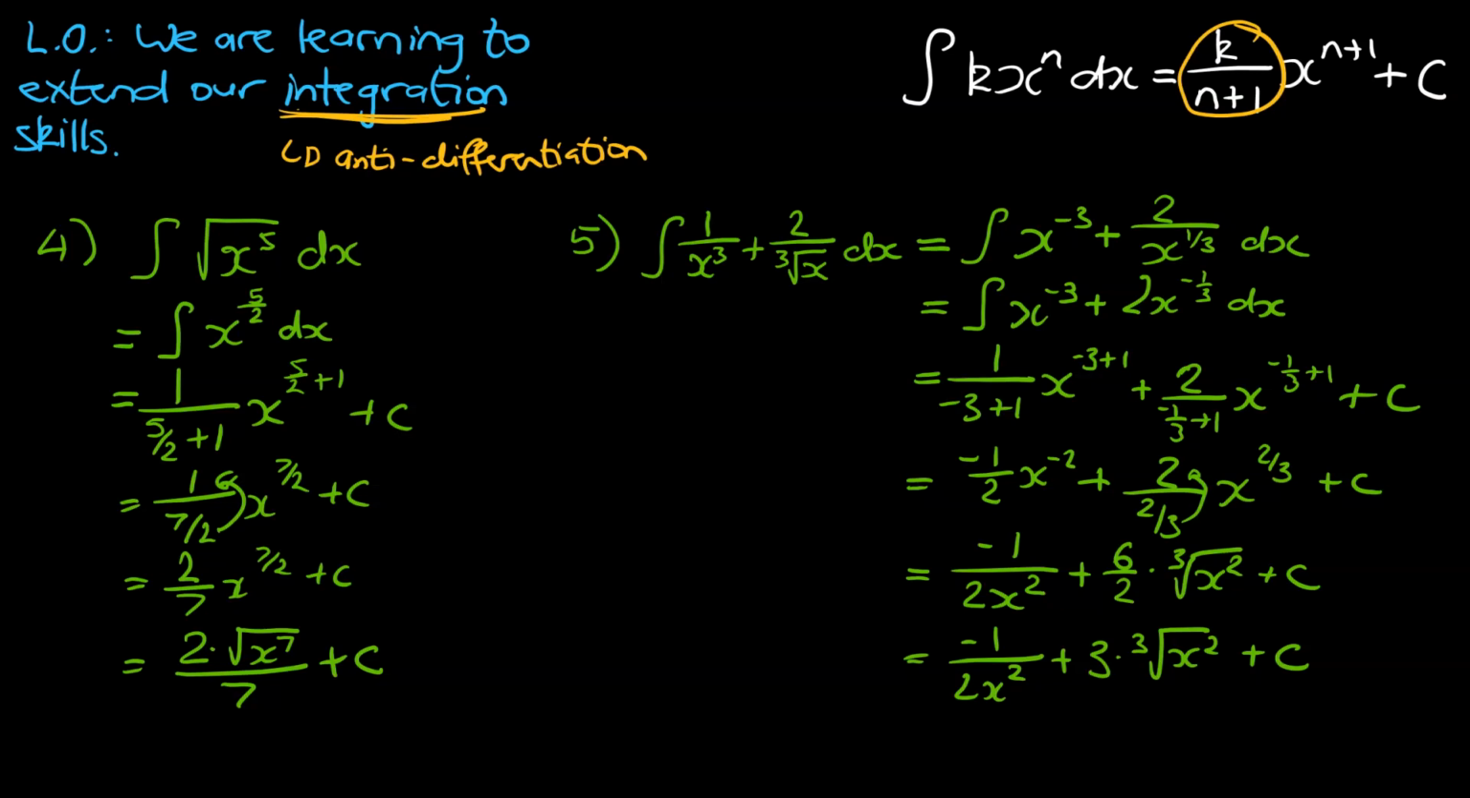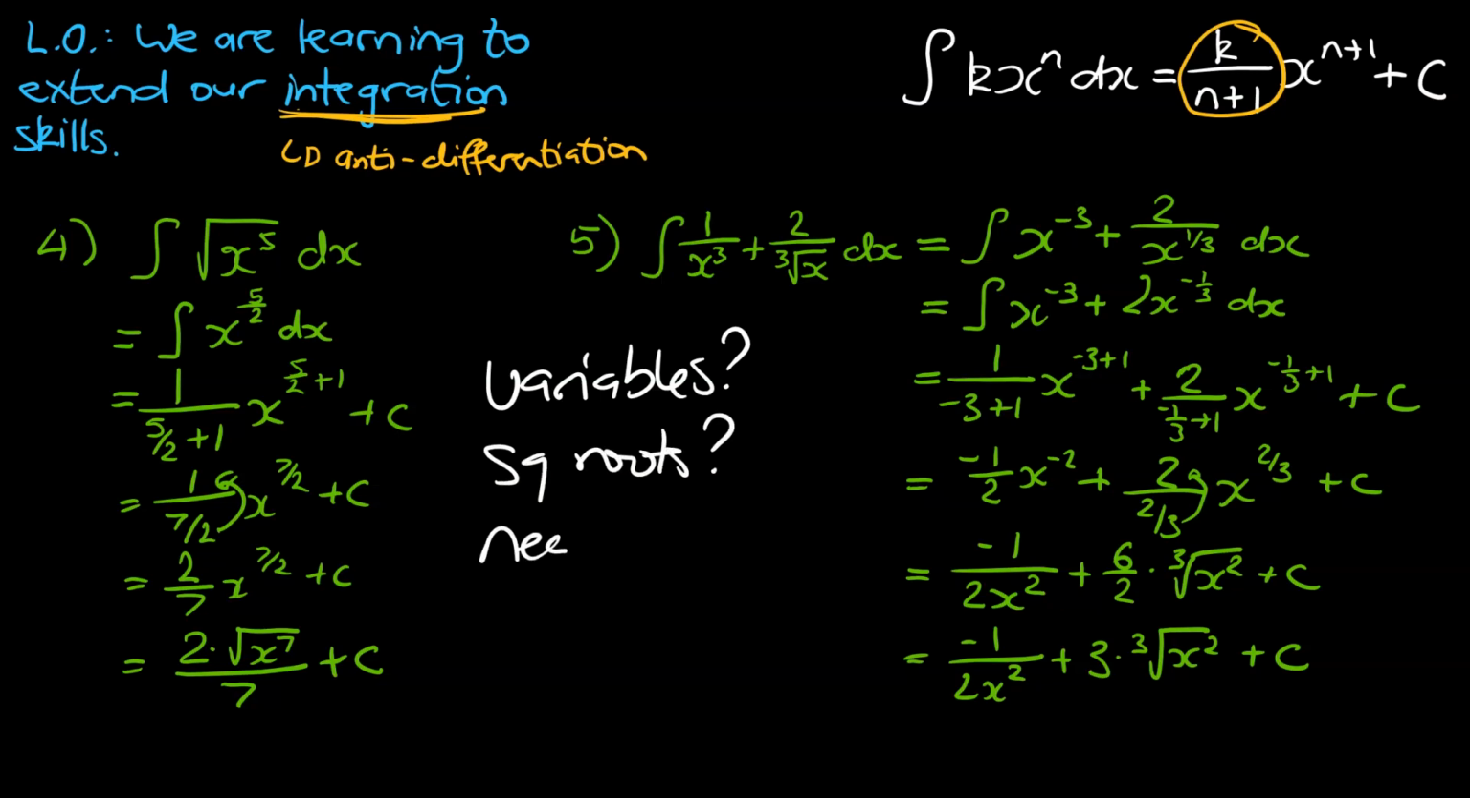That was the hardest one we're going to do. But just to recap, we did a couple of questions. What happens if there are other variables? What happens if there's square roots? What happens if there are negative powers? We do need to be aware of how to deal and integrate with every single one of those scenarios. So hopefully you found the video useful. Now let's get into heaps and heaps of practice.